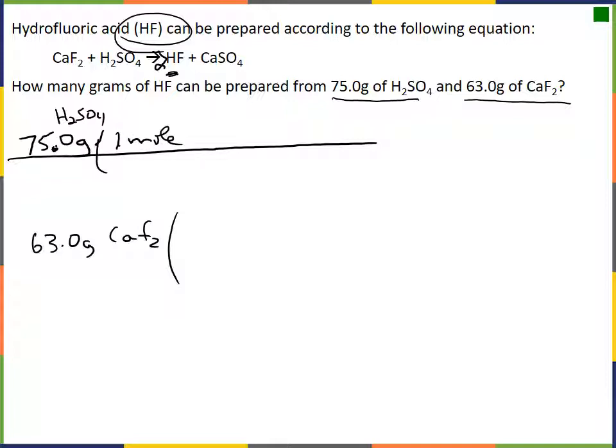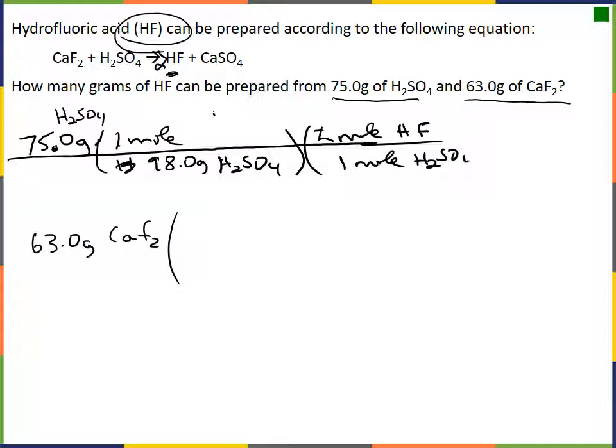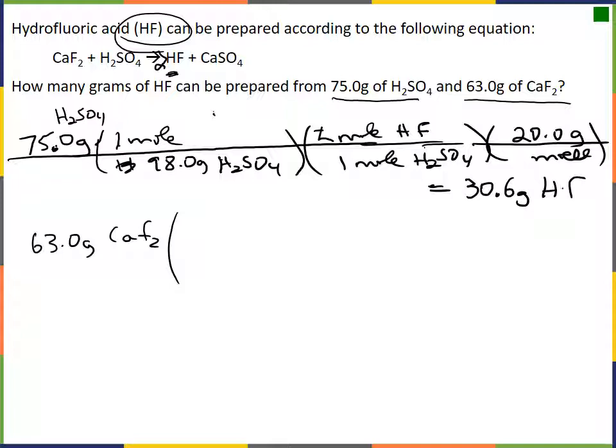So our molar masses from the periodic table, 1 mole of sulfuric acid for every 98 grams of sulfuric acid. Looking at our relationship, we have 2 moles of hydrofluoric acid for every 1 mole of sulfuric acid. And our molar mass of hydrofluoric acid is 20 grams per mole. And that is going to give us, starting with the sulfuric acid, a total amount of 30.6 grams of HF.